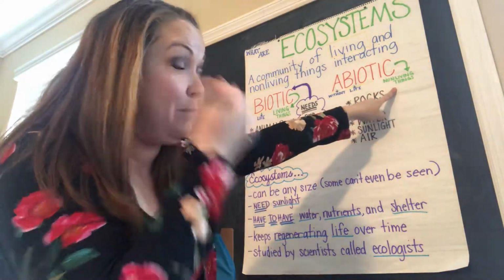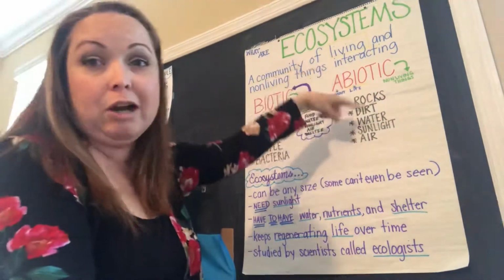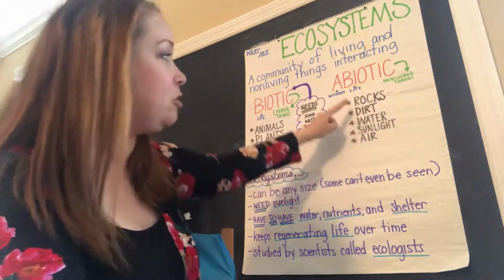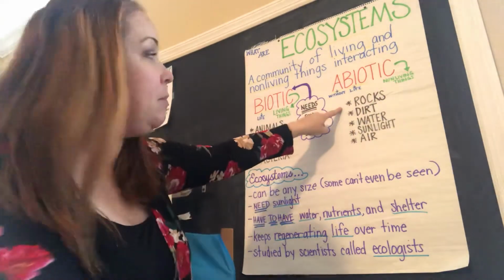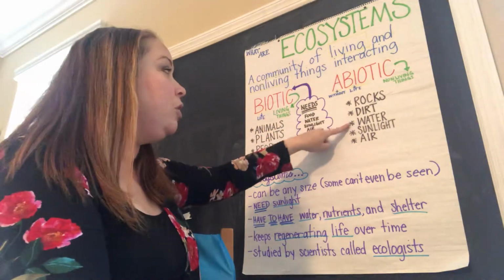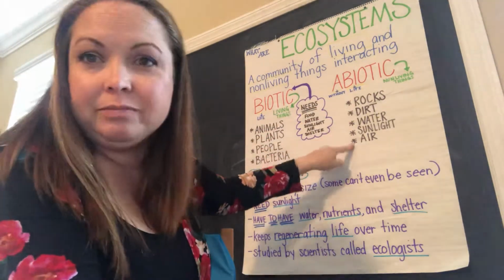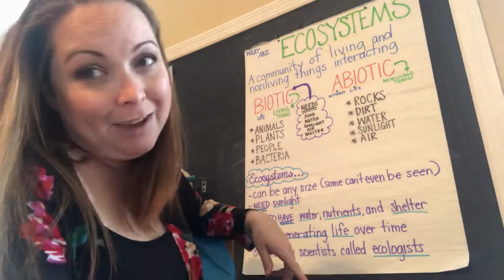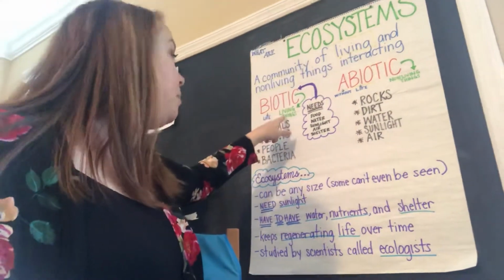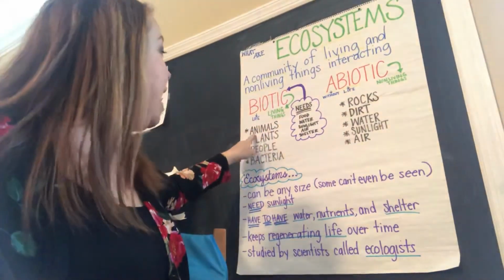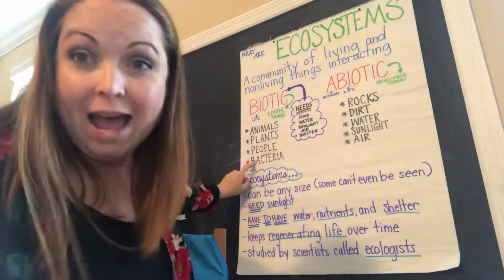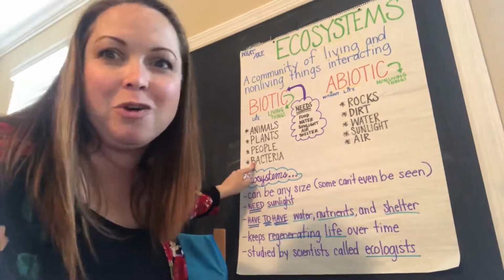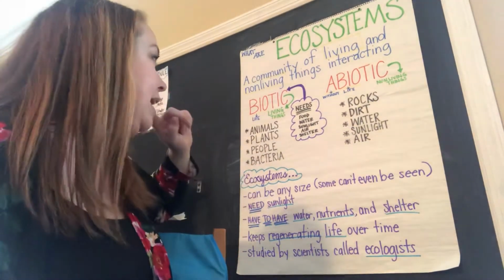Now let's look at some examples of abiotic. We'll start there since we're already on this side. Abiotic, non-living things, are things in an ecosystem such as rocks, dirt, water, sunlight, and air. Sure, there are others, but those are the big ones. And let's take a look at our biotic factors. Remember, biotics are living: animals, plants, people, all the way down to little microscopic bacteria and phytoplankton and all those really tiny things that the regular eye can't see.